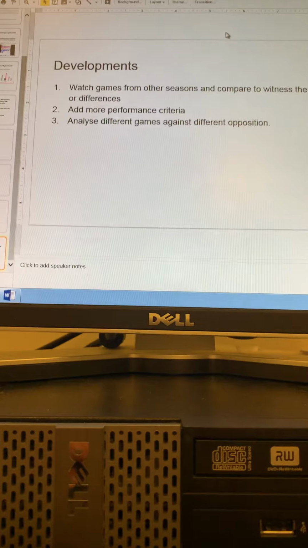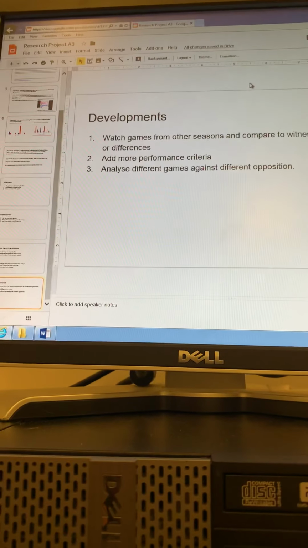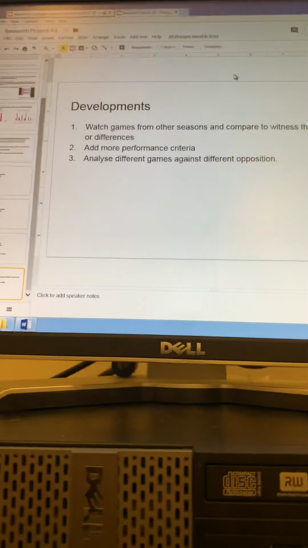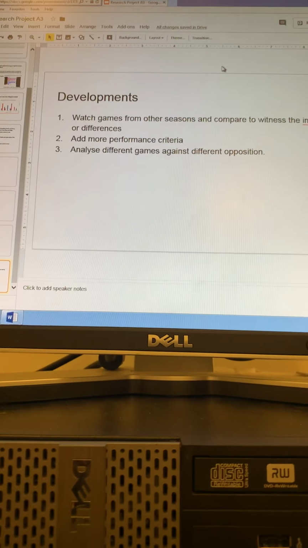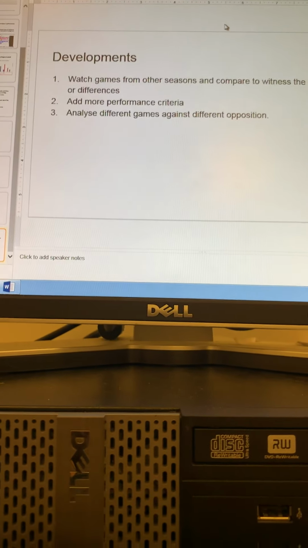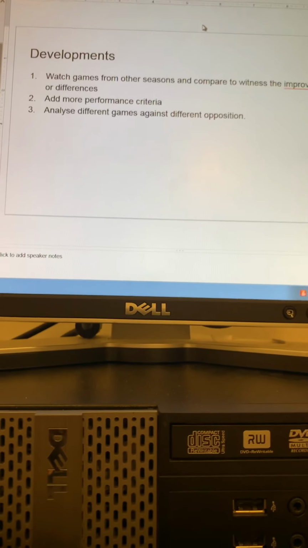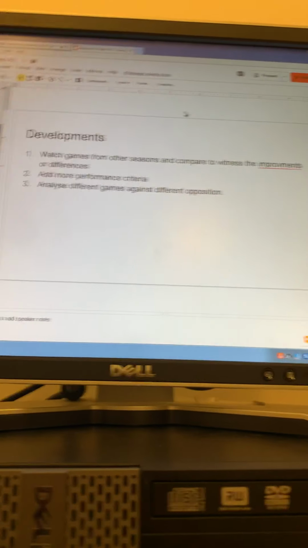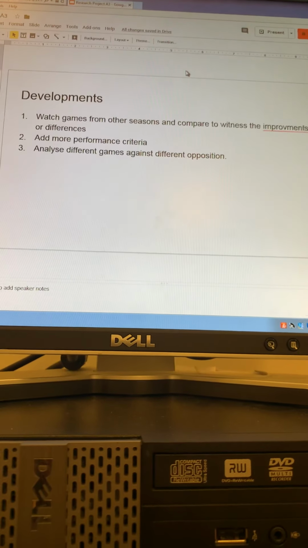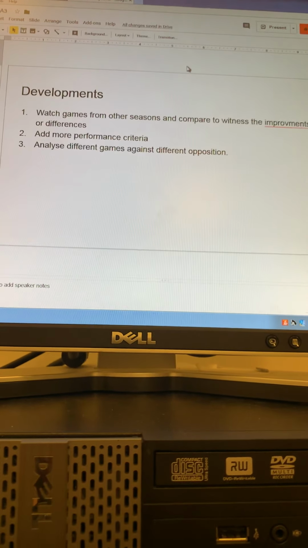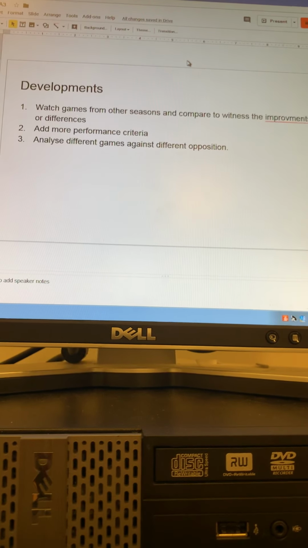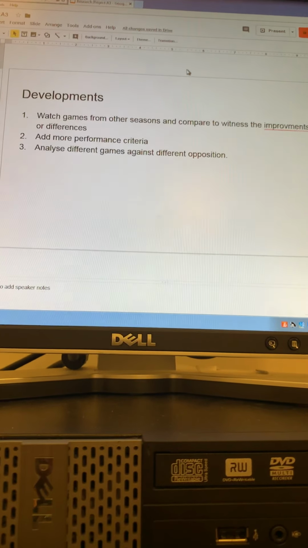And finally, the developments on my project would be, I'd watch games from other seasons where England have played, maybe from the 2014 World Cup, and then a friendly the next season, to see how the changes in the squad have had an effect. Maybe they've got new wingers, like now we've got Hudson-Odoi coming through, so by watching the difference between him and a former winger like Danny Welbeck, you can see the effects of this.